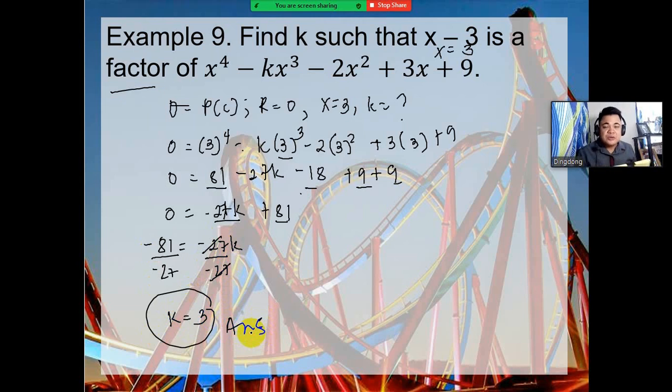Now, those are the two theorems about polynomial functions to take note of. Alright, so please don't forget the difference between the two and the process that we need to follow in solving for the unknown terms using these two theorems.